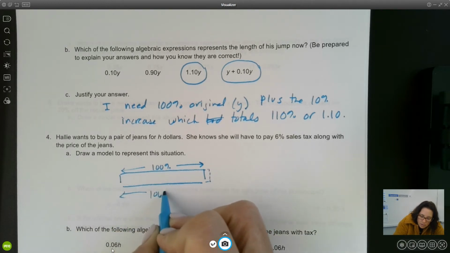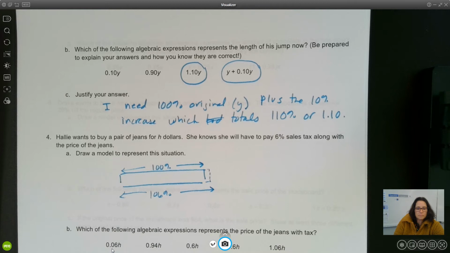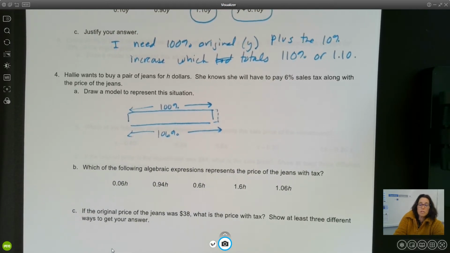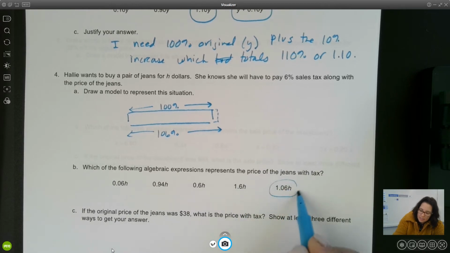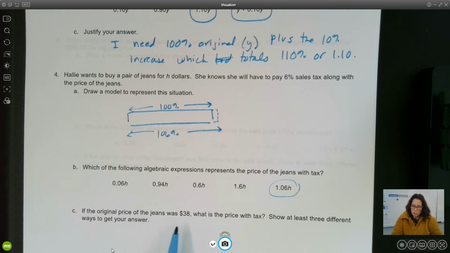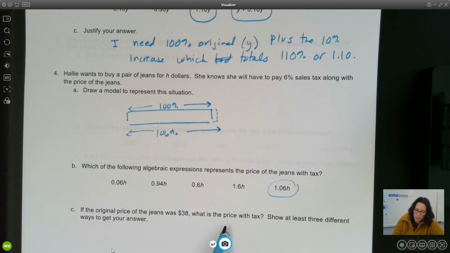This is 106%, the whole thing. Which of the following algebraic expressions represents the price of the jeans with the tax? No, no, no, no. Only this one. Can you remember 6% is 0.06. It's not 0.6. Okay. All right, if the original price of the jeans was $38, what is the price with tax? Show at least 3 different ways to get your answer.